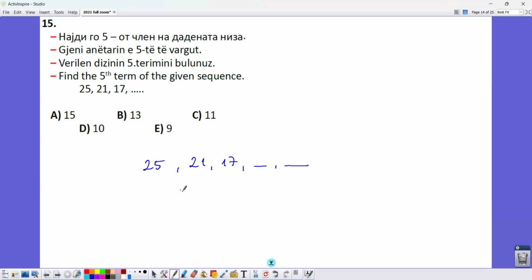Let's see what the difference in the sequence is. 25 minus 4 is 21. 21 minus 4 is 17. Then 17 minus 4 is 13. Then 13 minus 4 is 9. So the fifth term is 9.